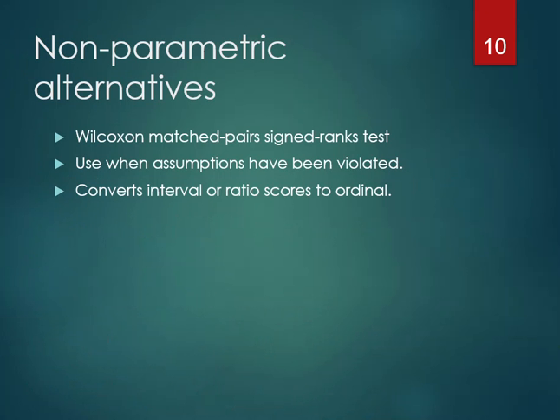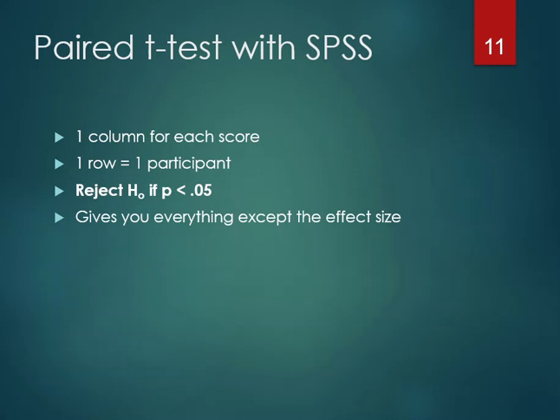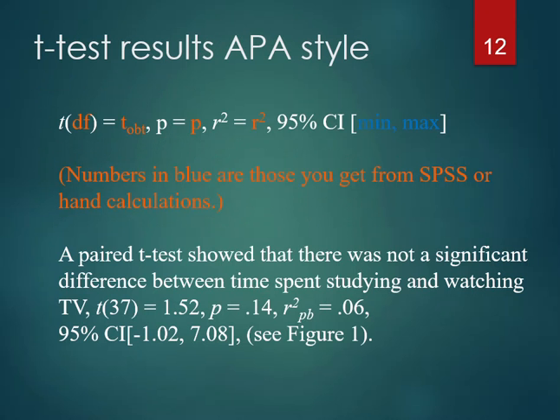Non-parametric alternative, Wilcoxon matched pairs. We use it when assumptions have been violated, and it converts interval or ratio data to ordinal. We'll go over in class how to do the paired t-test. Remember, we reject if p is low. Here is how to write out a t-test in APA style.